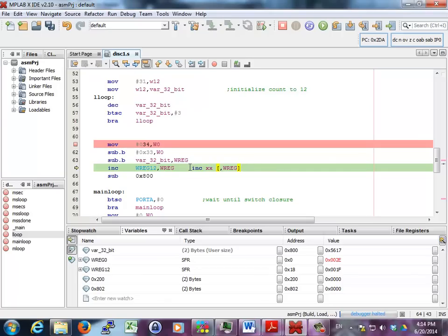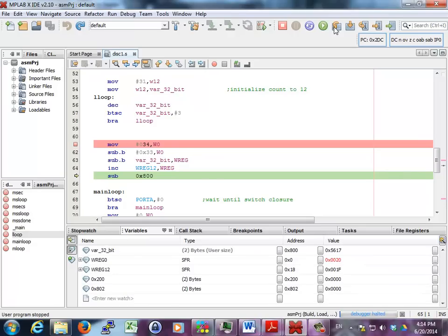But if you put comma wreg, then it basically means increment the value, don't put it back in wreg12, put it in wreg instead. And look what value wreg12 is. It's 001f, and it's going to be incremented and put in here, and that's what we get here. You're going to get 20, which is 1f incremented.